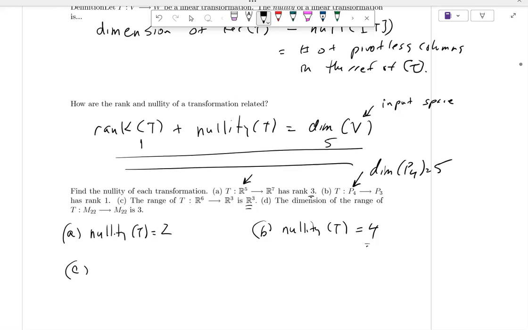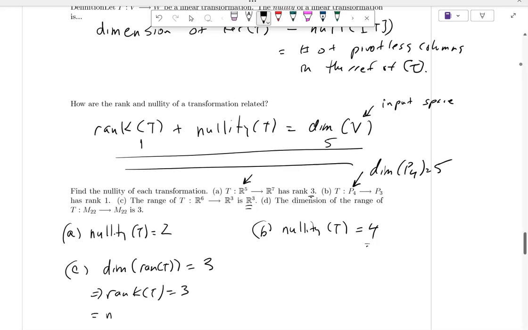if it's onto in this case, what would the rank of this transformation be? It has to be 3, right? Because remember, the rank is the dimension of the range. The range is all of R3. Dimension of R3 here is 3, right? So the dimension of the range is 3, since the range is all of R3, so that tells you that the rank of the transformation is 3.